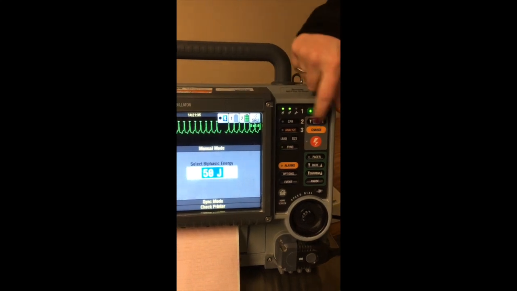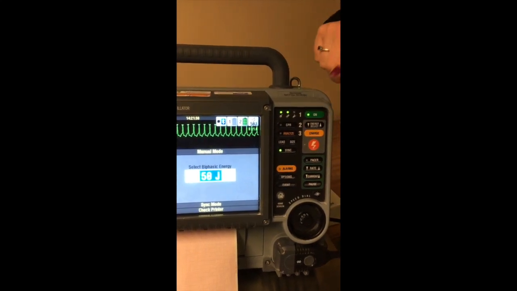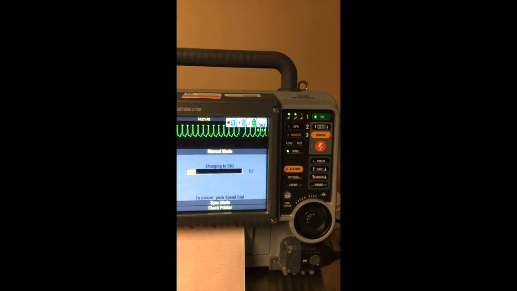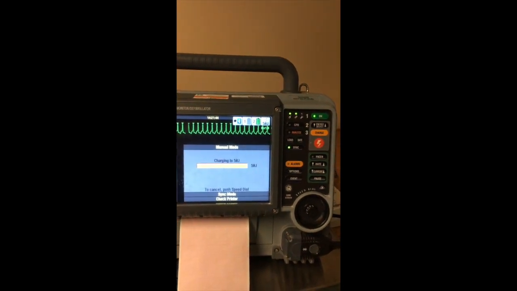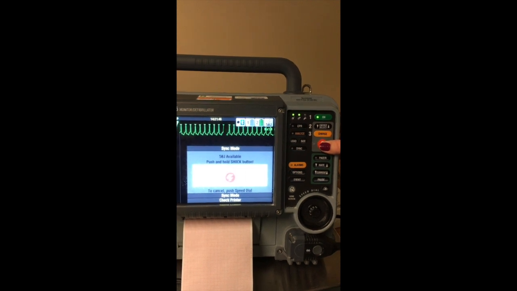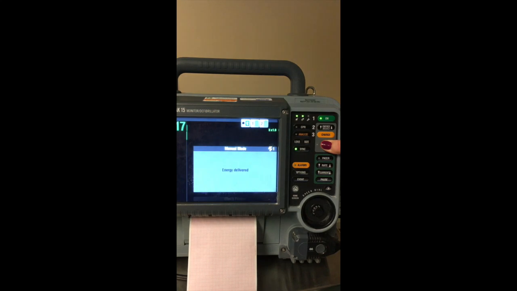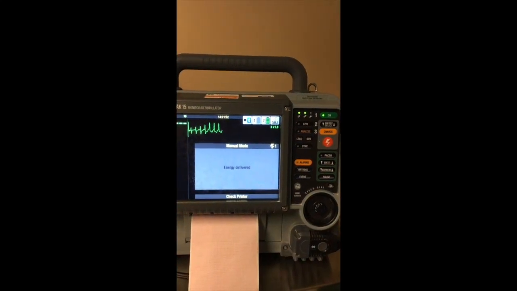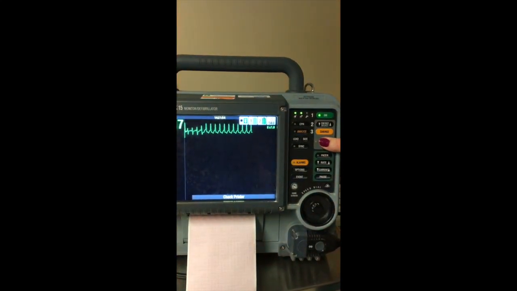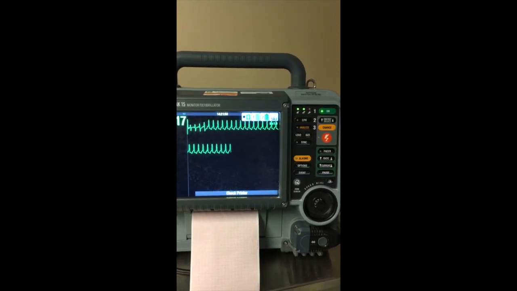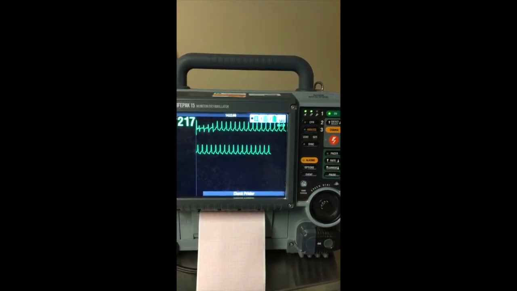So you just increase or decrease your energy joules, and then you would charge and then push the shock button. Make sure everyone is clear first. When you push the shock button, you want to make sure you push and hold it. The reason you want to push and hold it, it's going to feel like milliseconds, but then it will actually deliver it on the triangle.